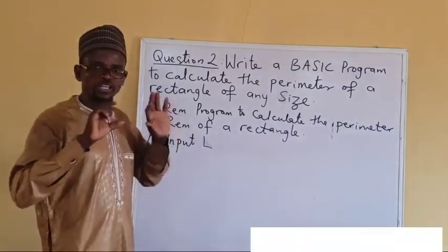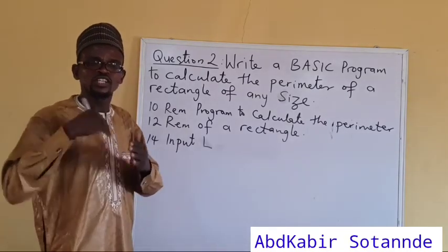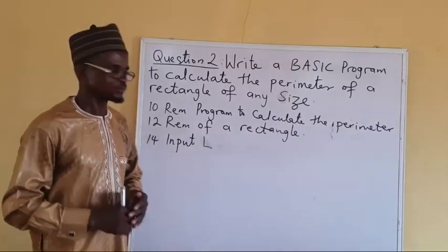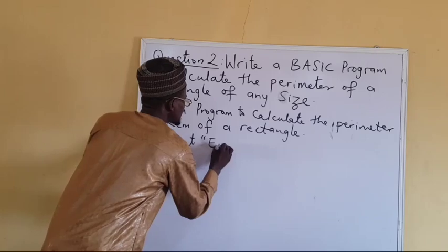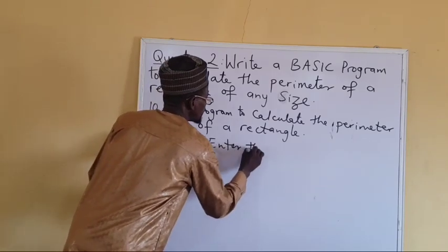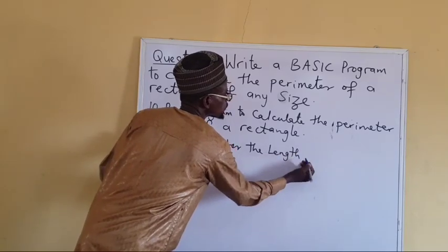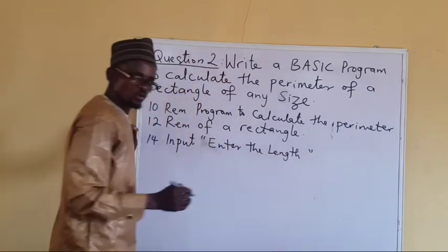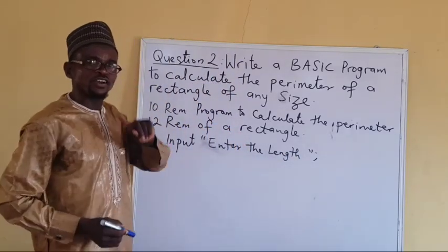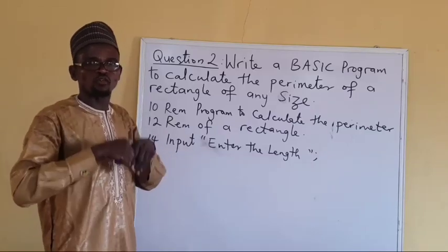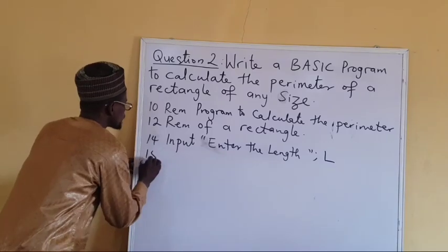So for that, we need to put a string that will guide the user to know what value the computer is actually requesting. We are going to use double quotes, enter the length. You give a small space, then close the double quote. Then semicolon. So we now give it the variable that will store the value of length, which is what? L.